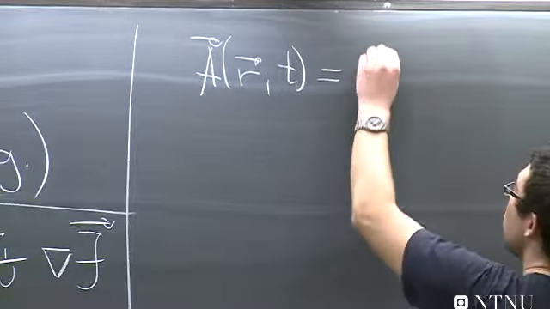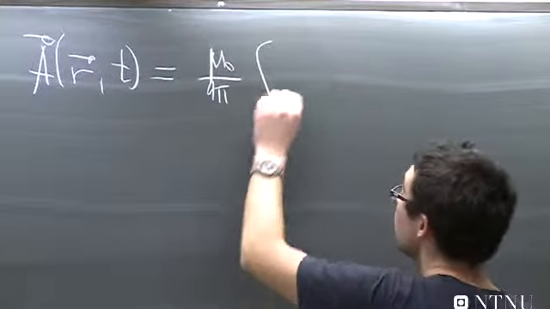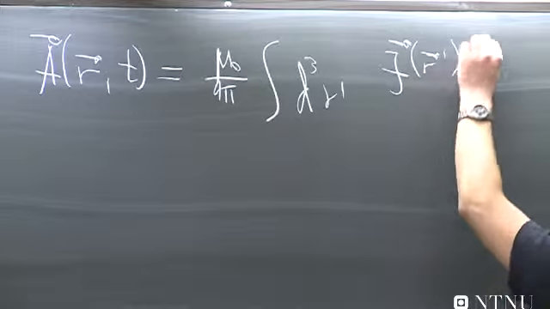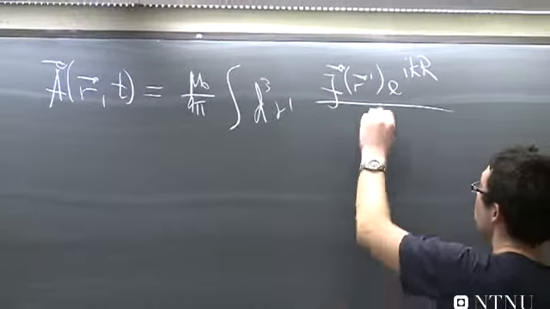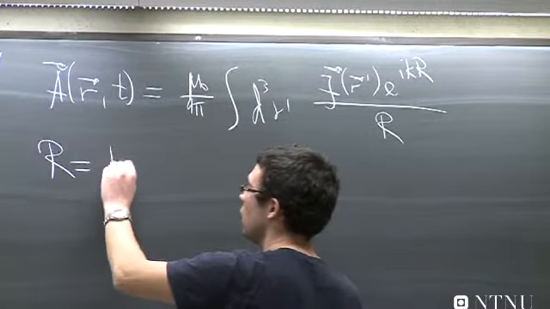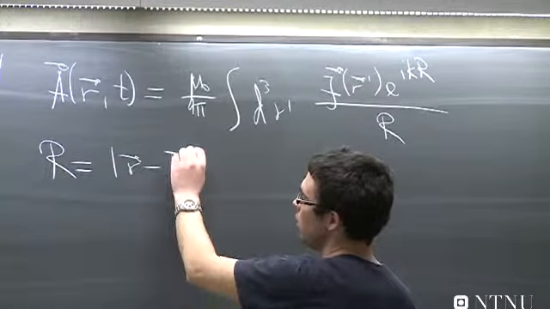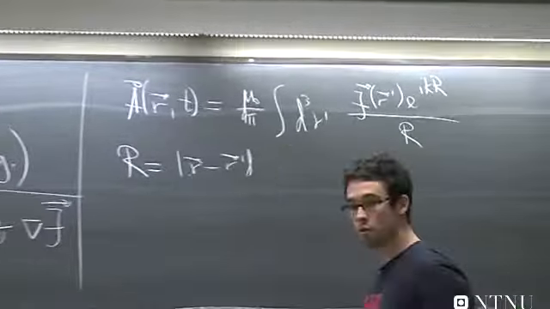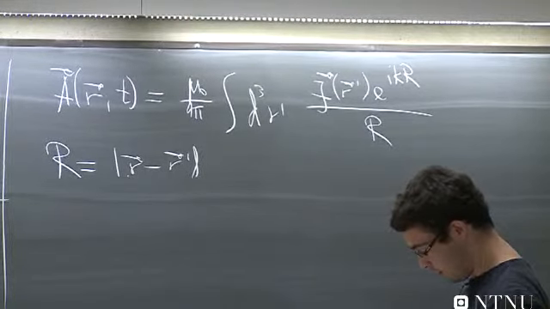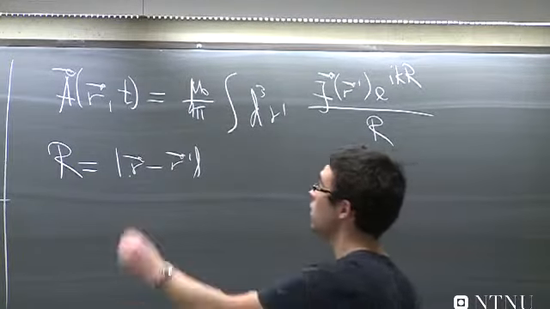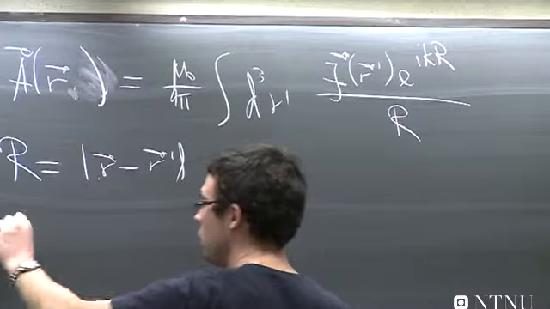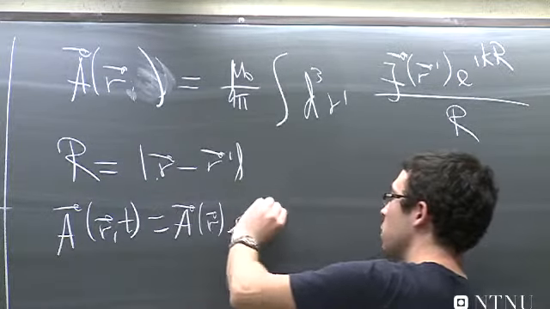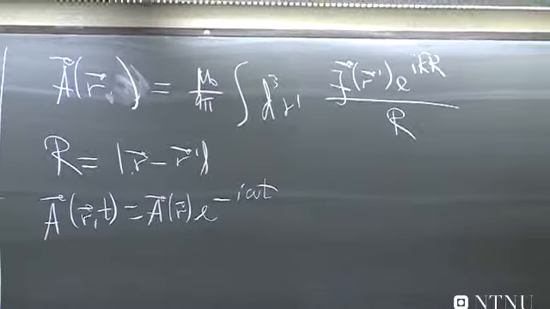It is simply mu naught over 4 pi, then an integral over d^3 r prime of J of r prime, e to the i k R, divided by R, where the big R is equal to the length of r minus r prime. And r prime is the integration coordinate, which simply points at the various places inside the source, and r is the observation point, same as always. And there should be an e to the minus i omega t, so I can write it like this: A of r, t is A of r times e to the minus i omega t. That's the complete solution.